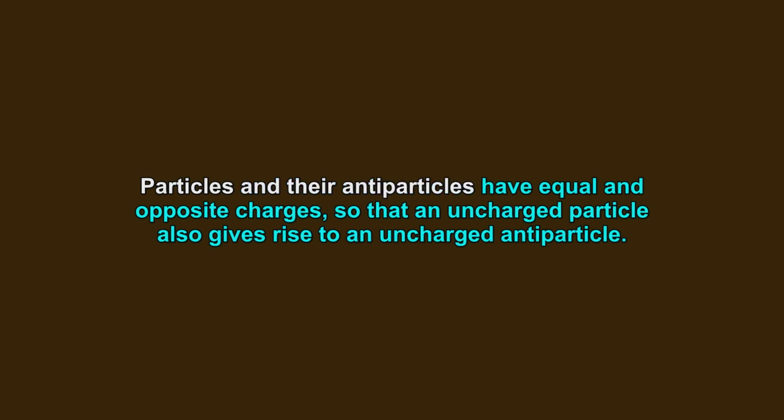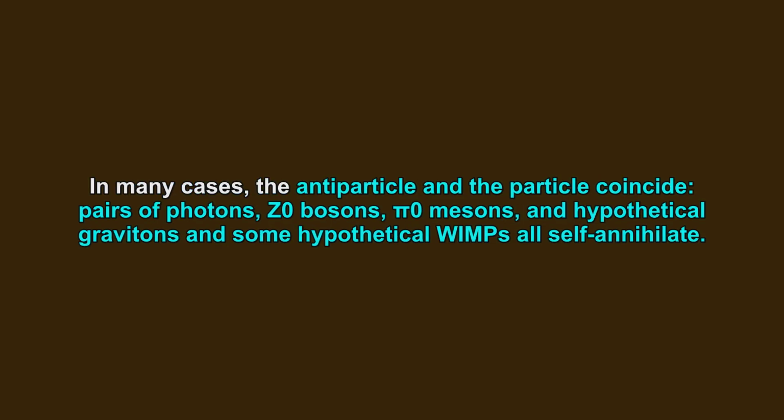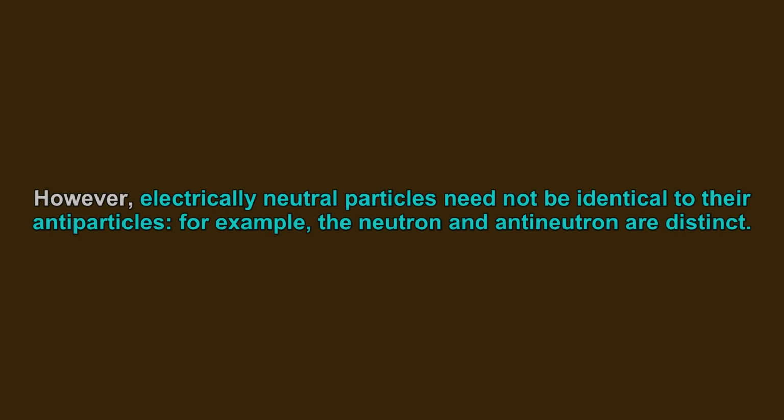Particles and their antiparticles have equal and opposite charges, so that an uncharged particle also gives rise to an uncharged antiparticle. In many cases, the antiparticle and the particle coincide. Pairs of photons, Z0 bosons, pi0 mesons, and hypothetical gravitons, and some hypothetical WIMPs all self-annihilate. However, electrically neutral particles need not be identical to their antiparticles. For example, the neutron and antineutron are distinct.